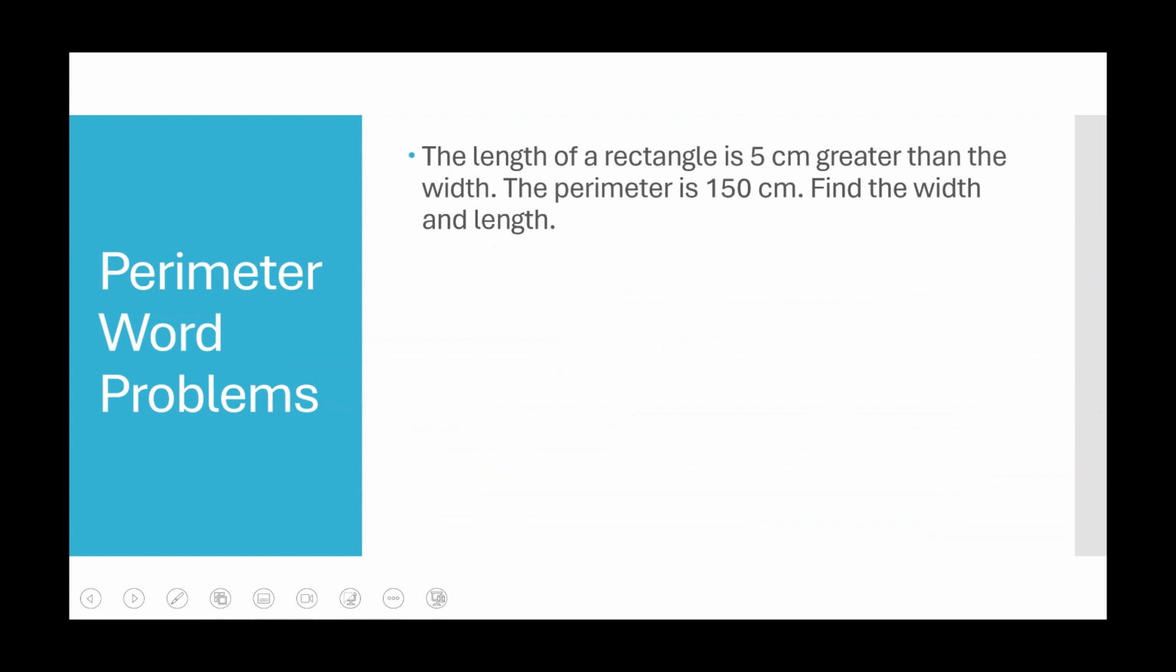All right, still perimeter, but word problems. We're on a rectangle. If you're in a word problem, I just highly recommend you draw yourself a picture every time. So the length is 5 centimeters greater than the width. I never really know which side is supposed to be length and which side is supposed to be width. Let's say this one's width. And the length is 5 more than the width. So it's the width plus 5, yeah? My perimeter is 150, and I have to find both the width and the length.